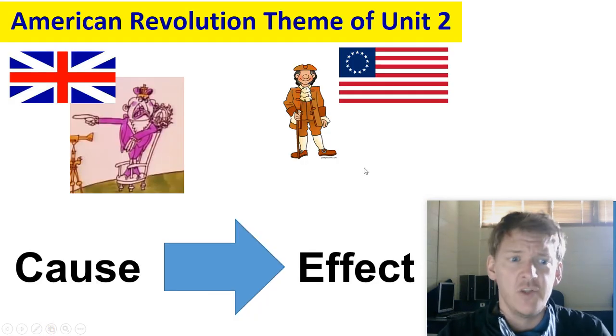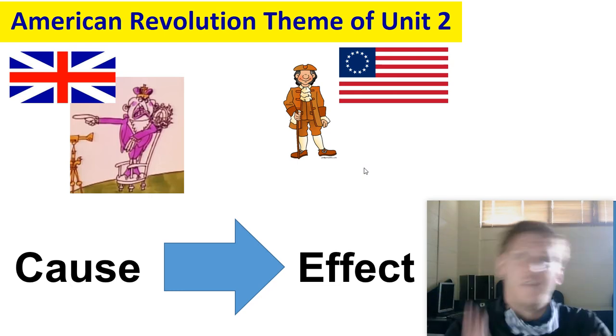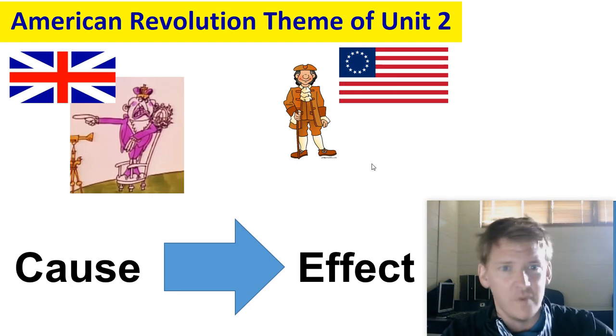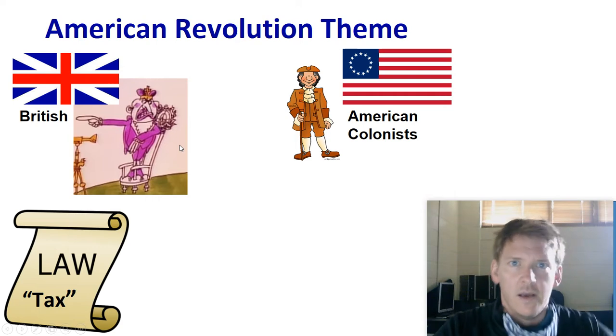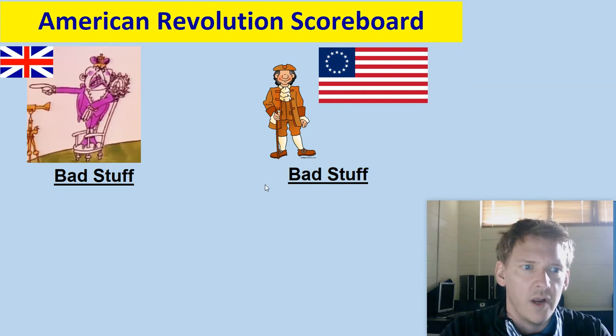Again, the big theme in this unit is cause and effect. The British will do something, the Americans will respond, the British will then respond to that, and back and forth until eventually we have a war, and we have a new nation, we have a constitution, and so on and so forth. Examples: the British would pass a law and there's a tax, and then you could see a boycott.